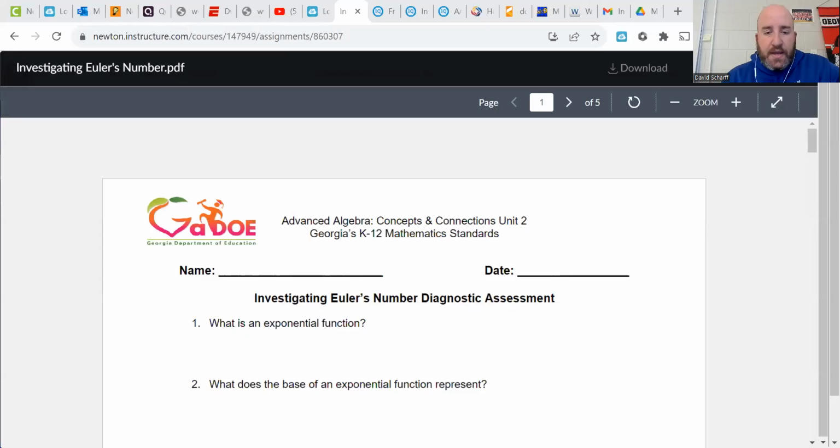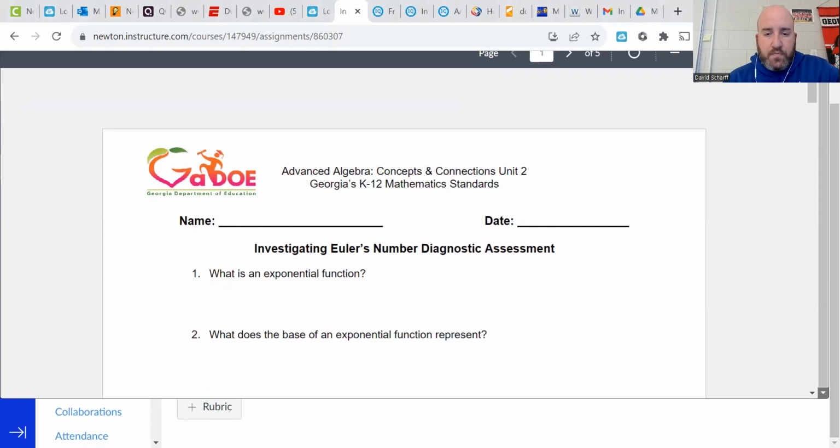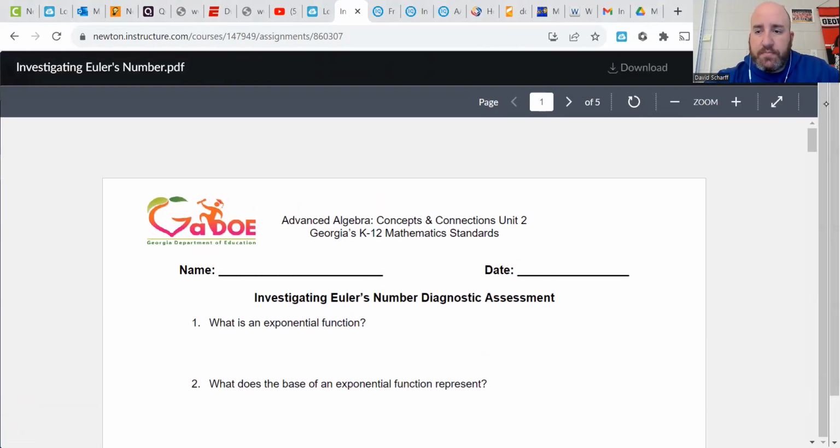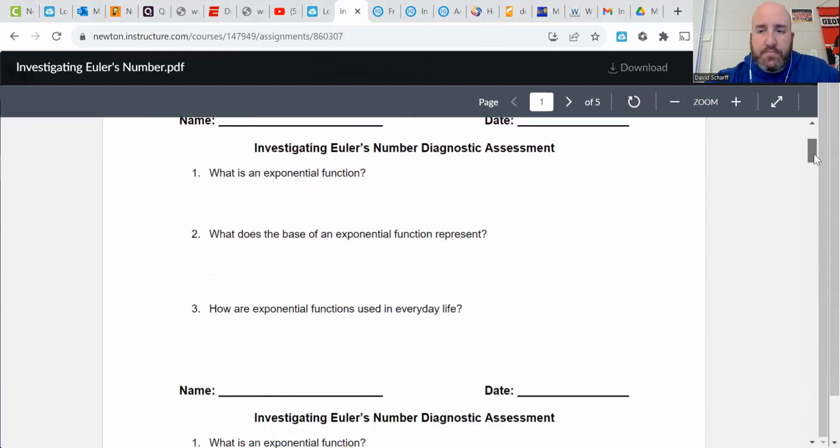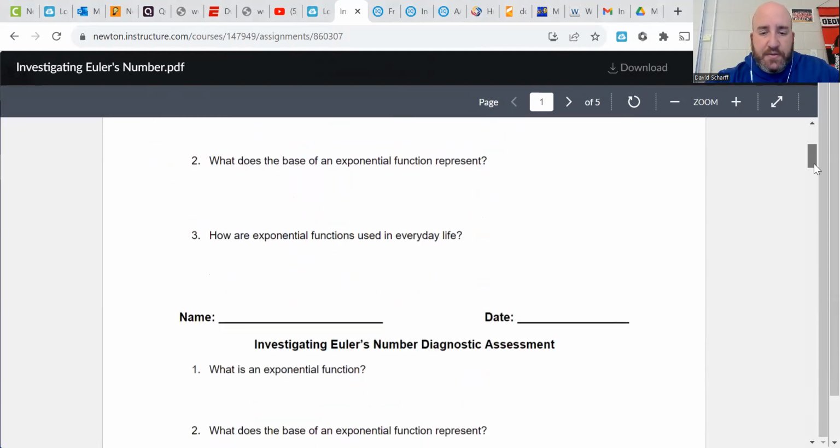So first thing I'm going to do is share my screen. And we are on the student reproducibles for this first lesson. So if y'all were in class when we did this, it was a diagnostic, just seeing what y'all remembered about exponential functions.